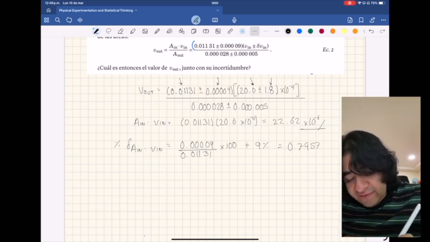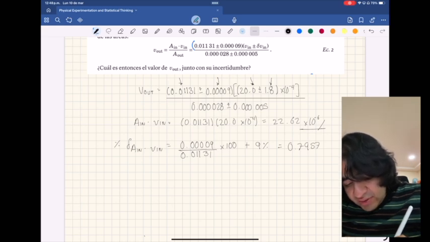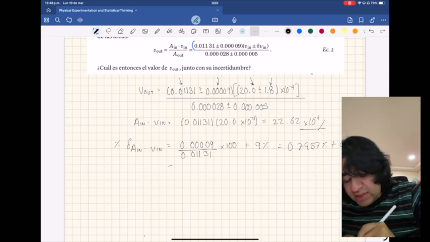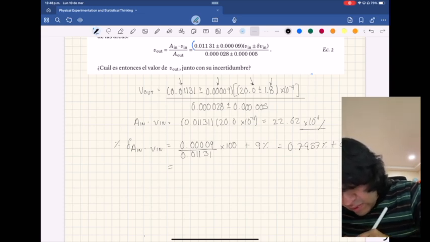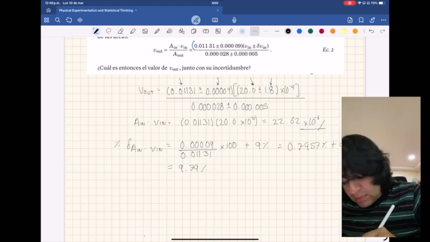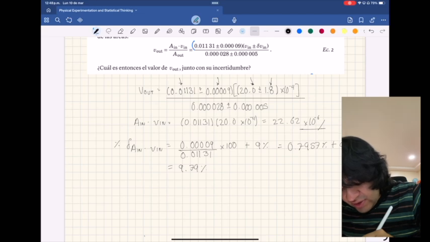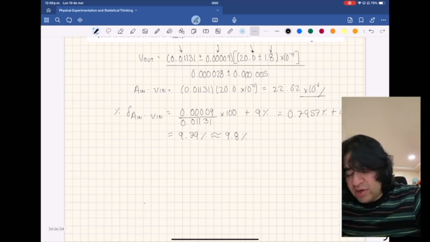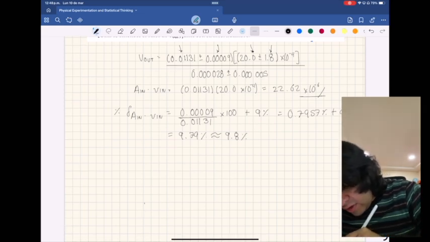This gives a result of 0.7957% plus 9%. This is a total uncertainty of 9.79%, and this percentage can be reduced to 9.8. Now we can rewrite our equation as follows.